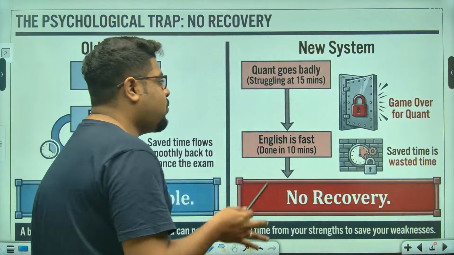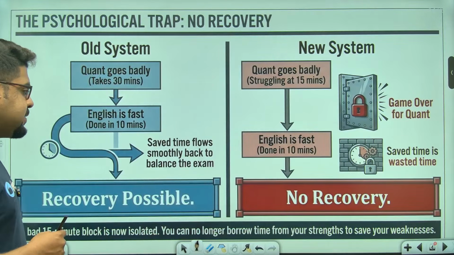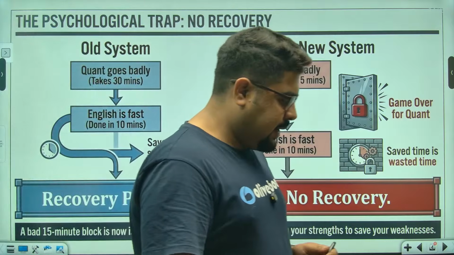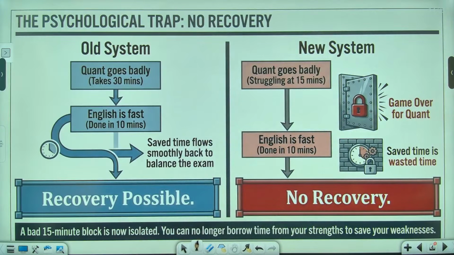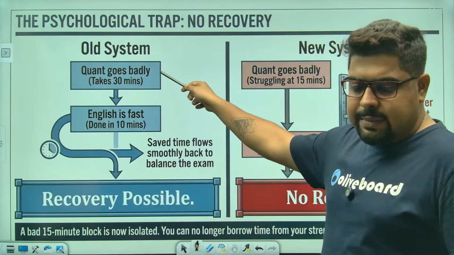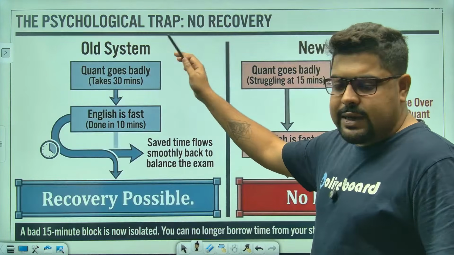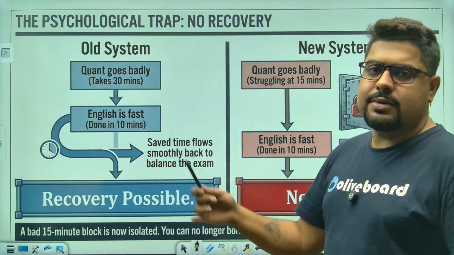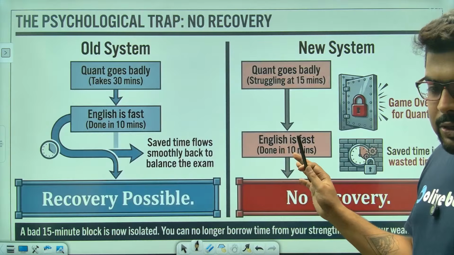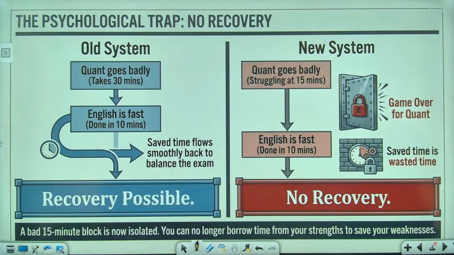Now, sir, what is going to be? You see, there is no recovery possible, right? Till last year, English is fast, you see, quant goes badly, takes 30 minutes, you could have recovered in English. There was still time you could have recovered. That is done, sir. So what is required now, sir?